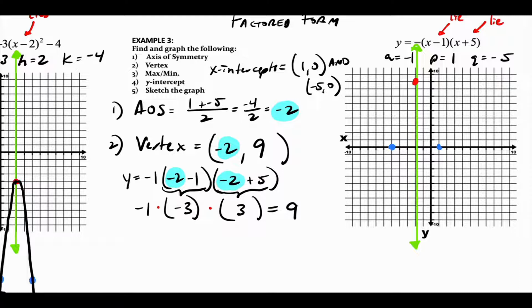All right, next one is maximum minimum. Is this one going to have a maximum or is it going to have a minimum? Is it going to be arrows pointed down or arrows pointed up? Down, yeah, down. It's got a -a, and that's the only way to connect the dots, right? So it's going to have a maximum at +9.